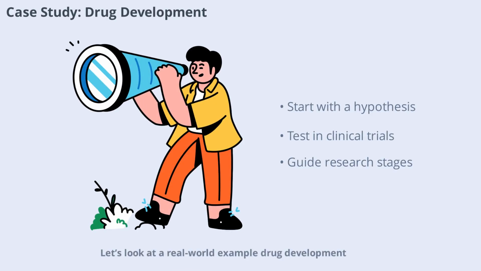Let's look at a real-world example: drug development. Researchers often start with a hypothesis that a new compound will treat a specific disease. Through preclinical and clinical trials, they test this hypothesis, collecting data on safety and effectiveness. This process illustrates how hypothesis development guides every stage of medical research.